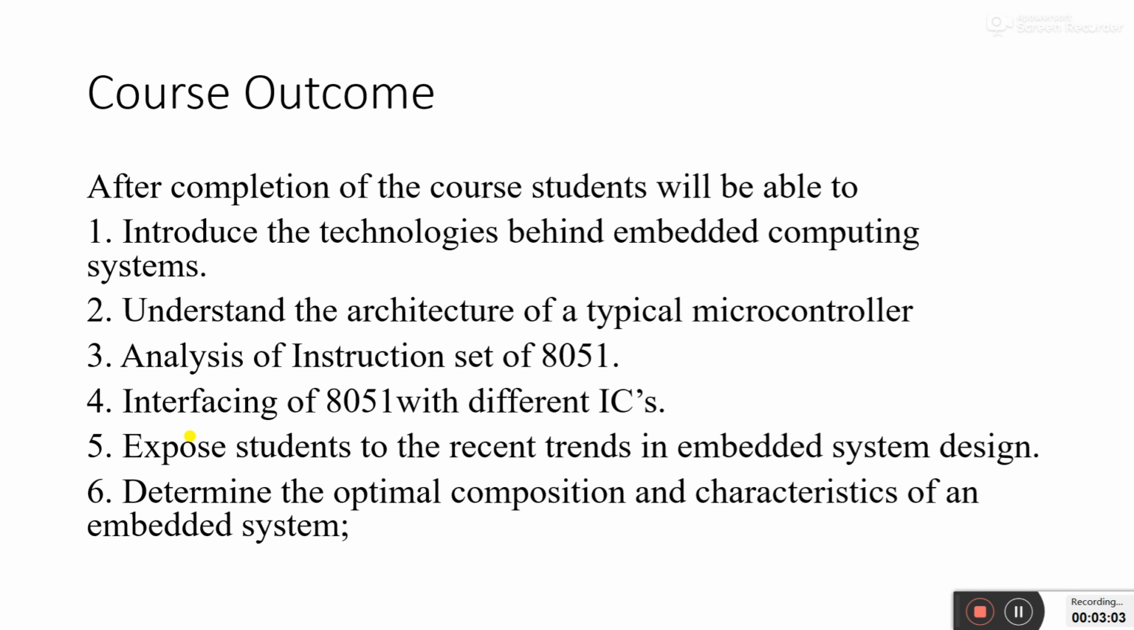Next is to determine the optimal composition and the characteristics of an embedded system. Determining the optimal composition and defining the characteristics is important, by means of which you can define whether any system is an embedded system or not. There are some characteristics defined for embedded systems, and you should understand these things.